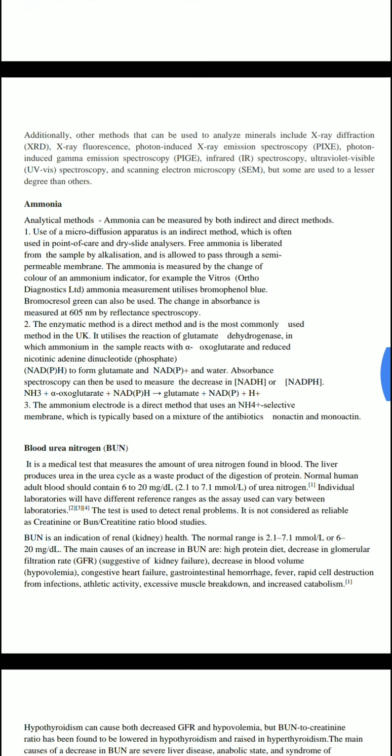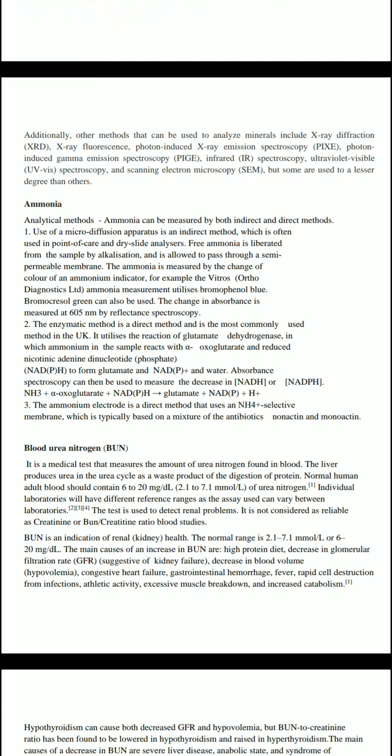Additionally, the other methods that can be used to analyze minerals include X-ray diffraction, XRD, X-ray fluorescence, XRF, particle-induced X-ray emission spectroscopy, that is PIXE, particle-induced gamma emission spectroscopy, that is PIGE, infrared spectroscopy, IR, ultraviolet visible spectroscopy, that is UV visible, and scanning electron microscopy, that is SEM, but some are used to a lesser degree than others.